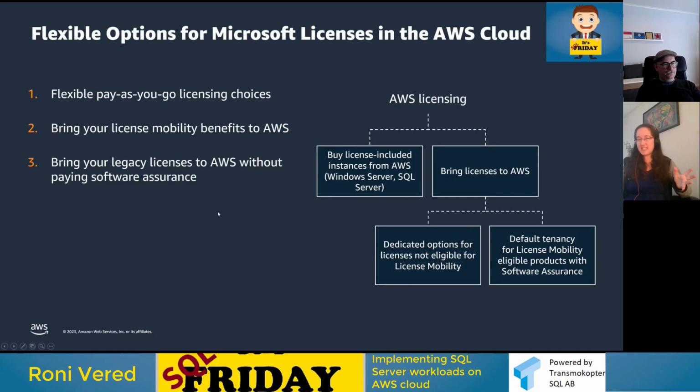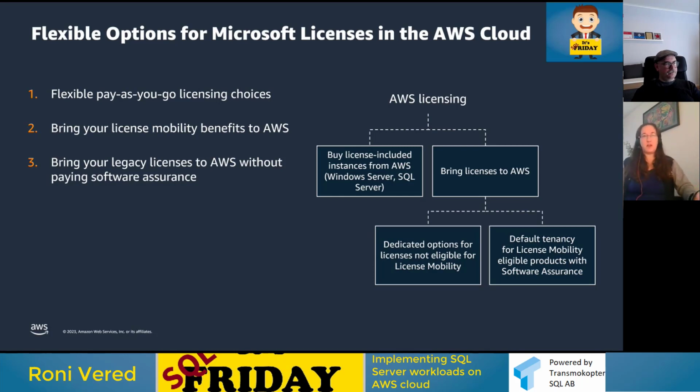It's not a Microsoft licensing session, so we won't talk in length over this topic, but I just wanted to highlight some of the available options that you can choose from when you're deploying SQL Server on AWS. So first and foremost, you can buy license-included instances from AWS for Windows Server and SQL Server, and this is relevant for all the options, RDS, RDS Custom, and EC2. This will be based on a pay-as-you-go license model, in which, for example, you can turn off your servers, which is relevant for RDS and EC2, and not pay for this licensing time.